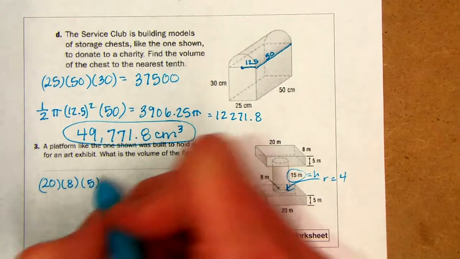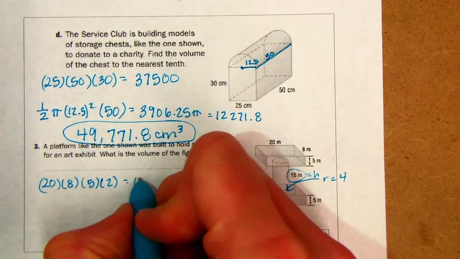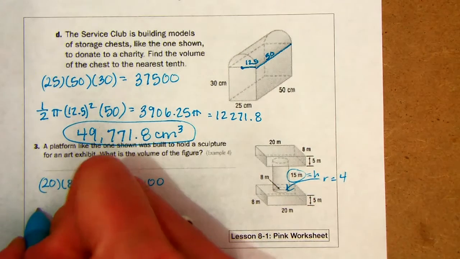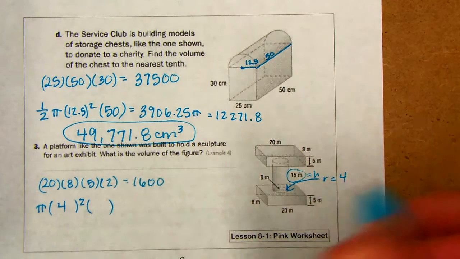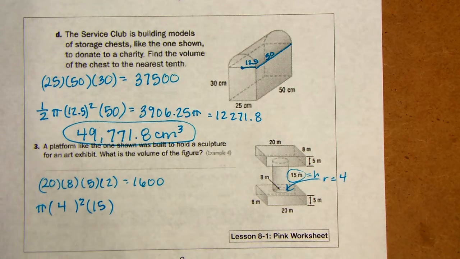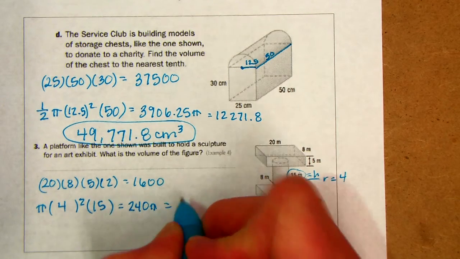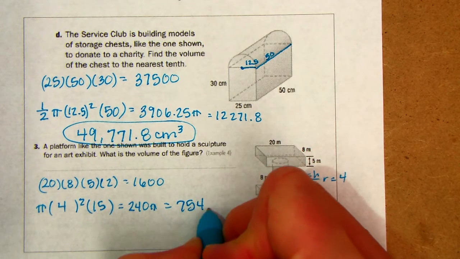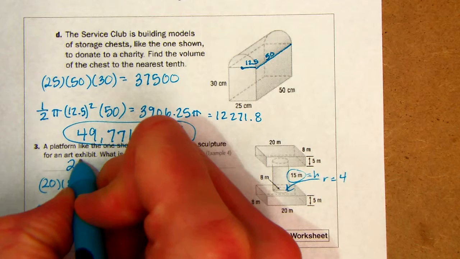So 1,600 is the volume of my two rectangular prisms, plus my cylinder, pi r squared times the height. The radius is 4, the height is 15. So I'm going to take 4 squared times 15. It's going to be 240 pi, which gives me 754.0. Add them together: 2,354.0. Do you need the 0.0? Yes, you do.